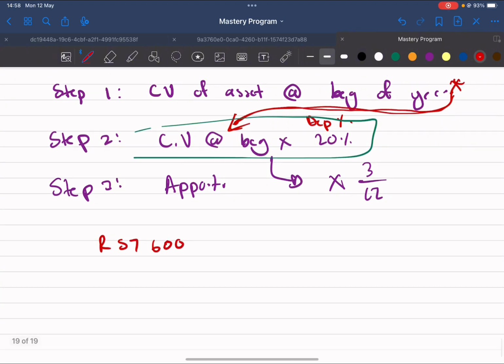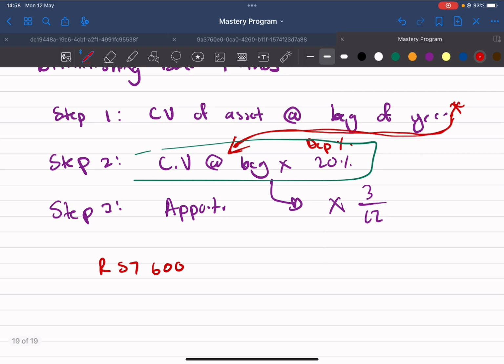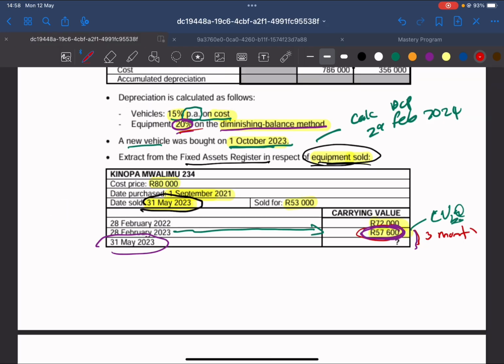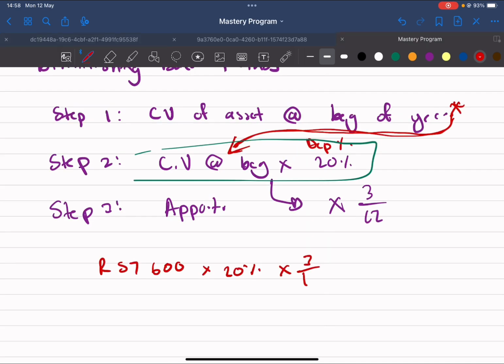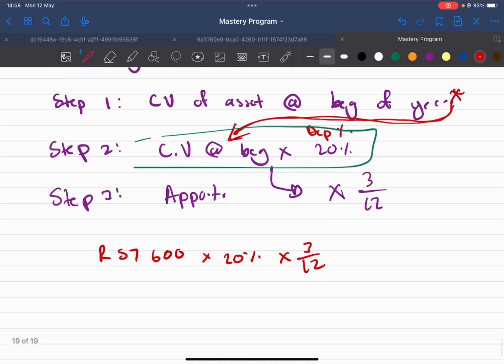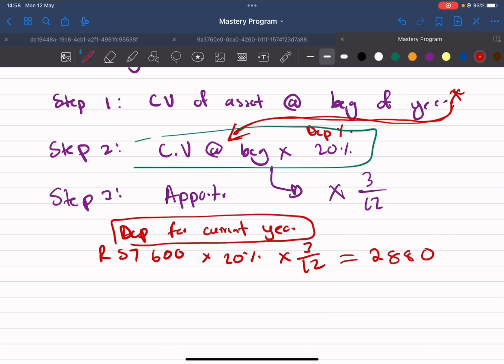57,600. And I said after we find the carrying value at the beginning, in this case we were lucky they gave us that carrying value, we multiply it by the depreciation percentage. In this case they said it's 20% on the diminishing balance method, and then after that we multiply by the number of months this asset was in our business. And by doing that we get 2,880. So remember, this is depreciation for the current year.